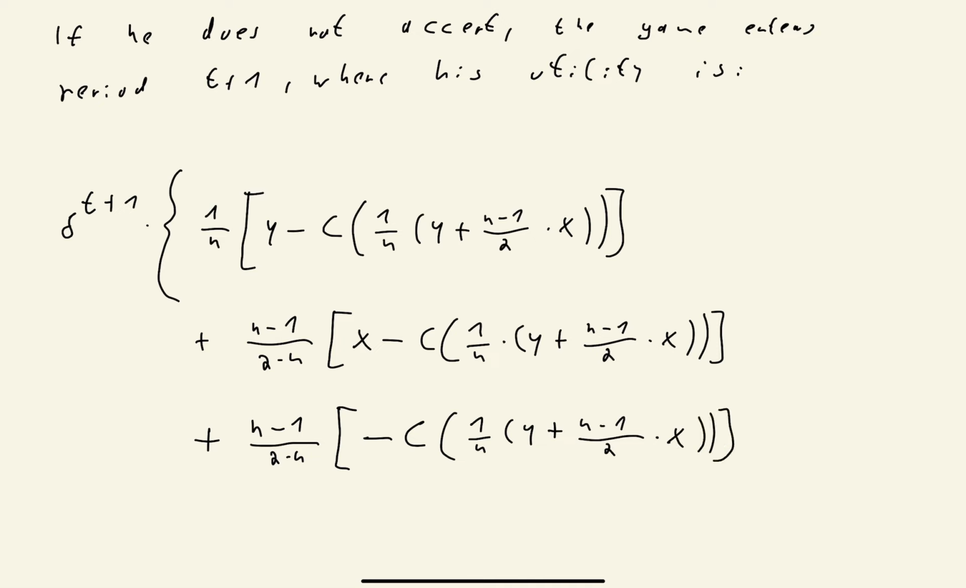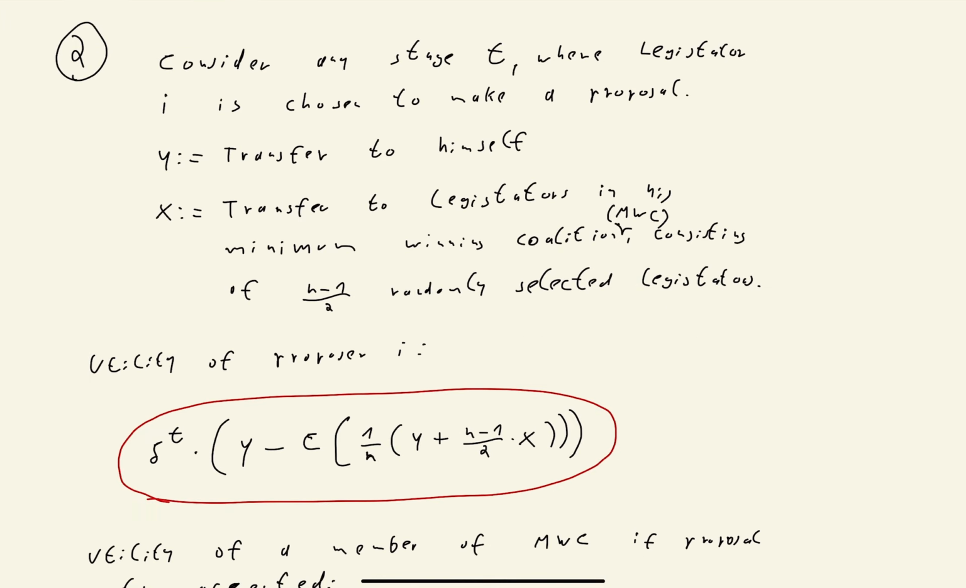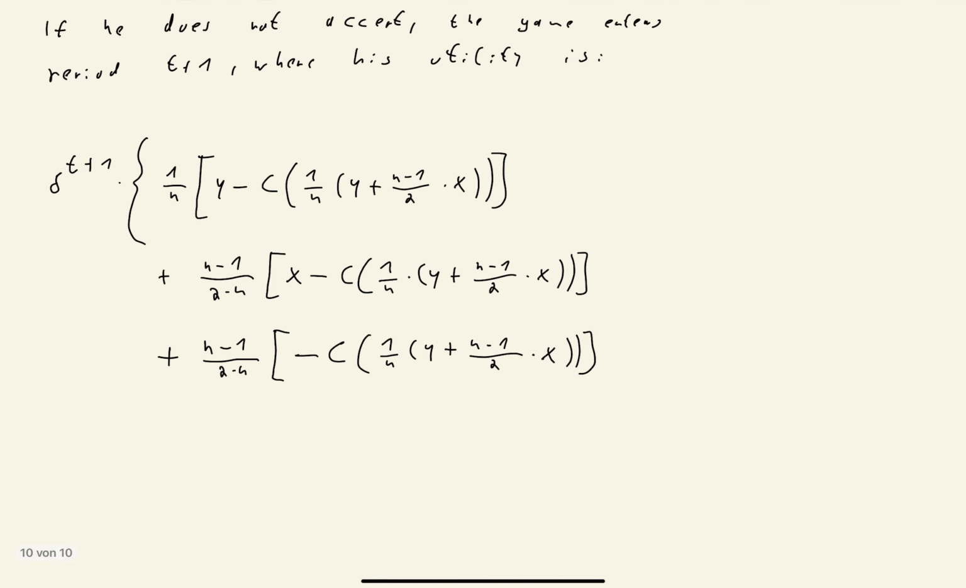Okay, so this is the expected utility, from the period t perspective, of a legislator who is pivotal and rejecting the proposal made by another legislator in period t. So this is his utility if he doesn't accept it.